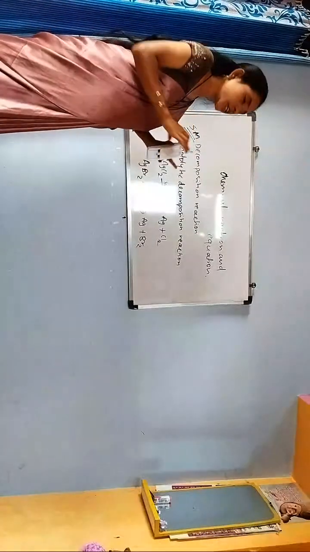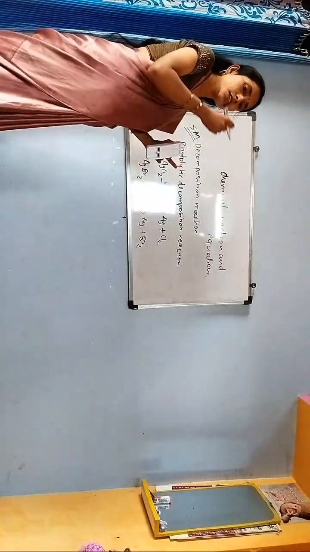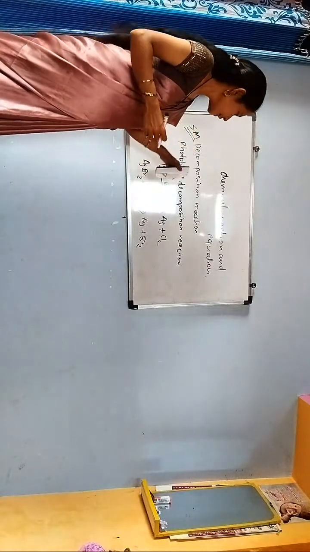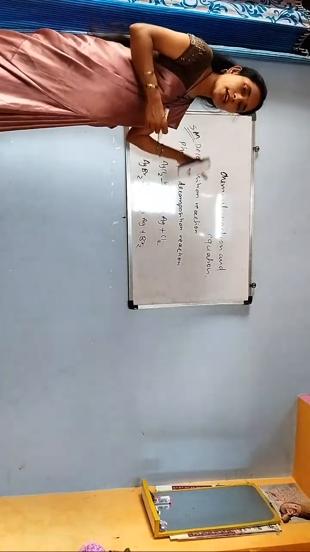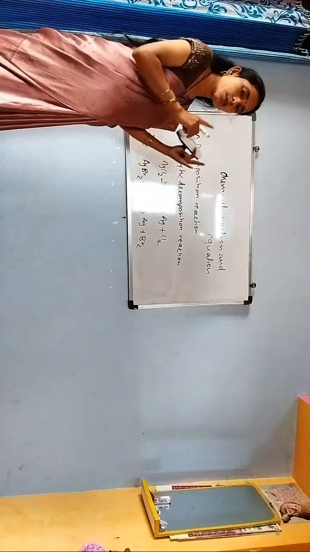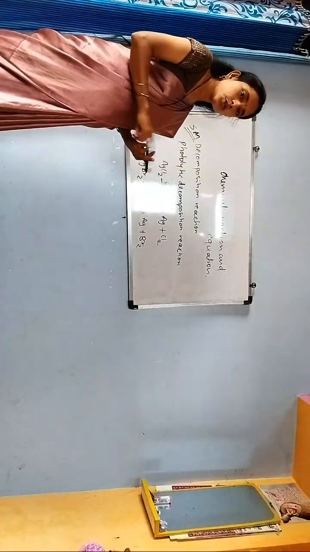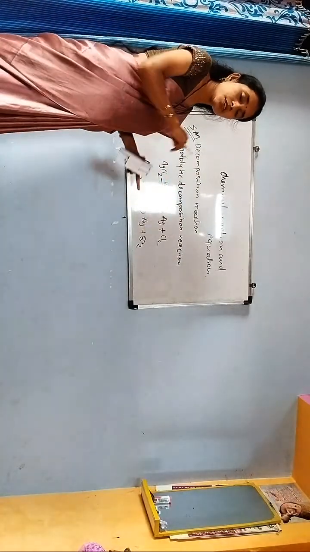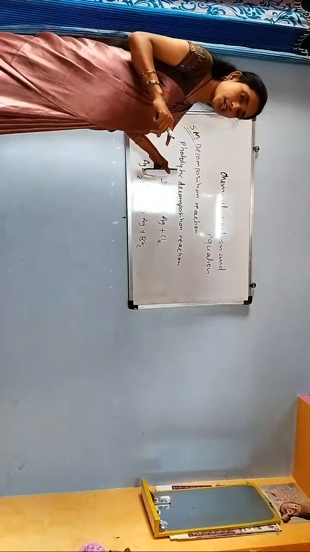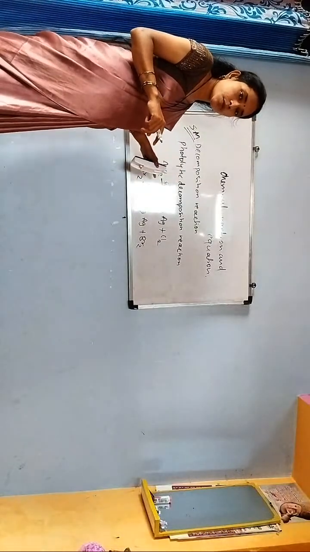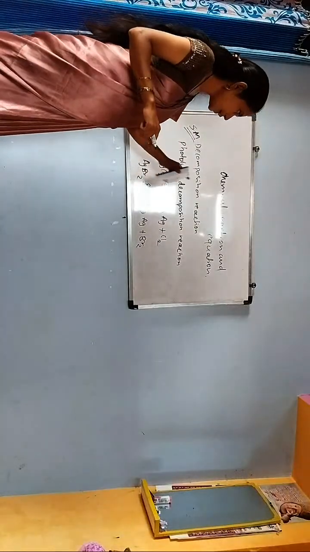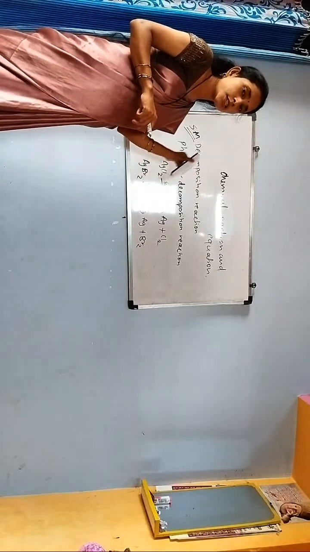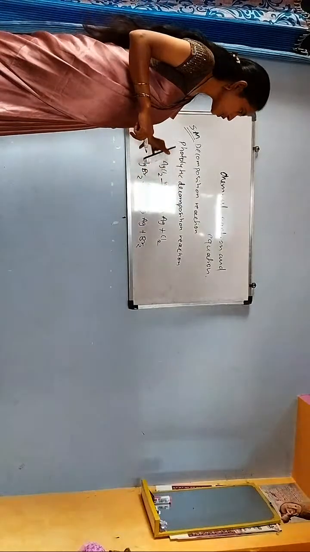First, we have to write the decomposition reaction definition. Then we give one example along with the reaction. Next, we write the 3 types of decomposition reaction: thermal decomposition, electrolytic decomposition, and photolytic decomposition reactions. We give 3 definitions for these 3 reactions, along with an example for each. In this way we write it for 5 marks, the question on types of decomposition reaction as well as decomposition reaction.